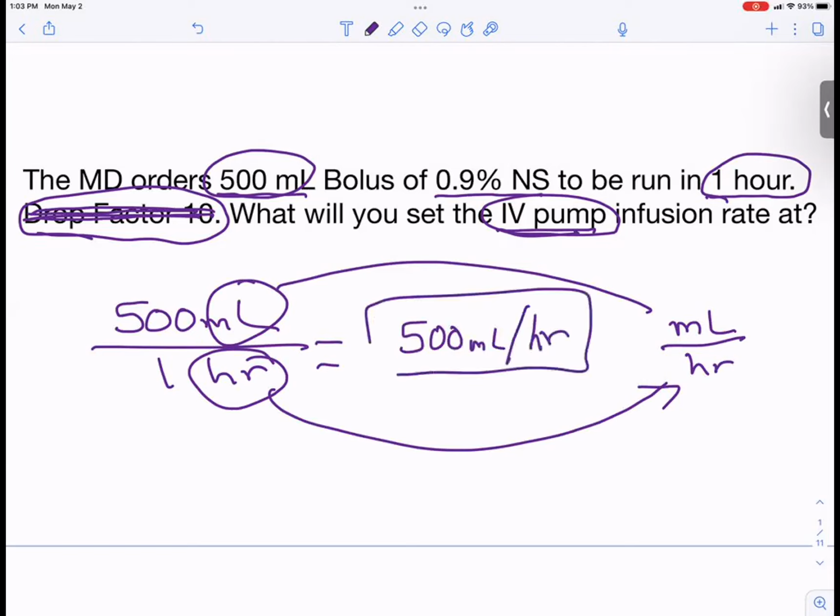Now, some of you are thinking, wait, isn't that a lot of fluid? Yes, it is. But some patients who are critically ill may need a fluid bolus. And that's what his order was, give a bolus. So to solve for this, we're always looking for milliliters an hour. If it says the word IV pump or pump in the question, we do not use drop factor.